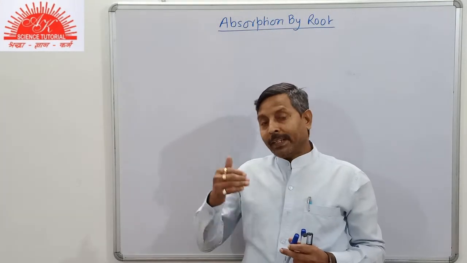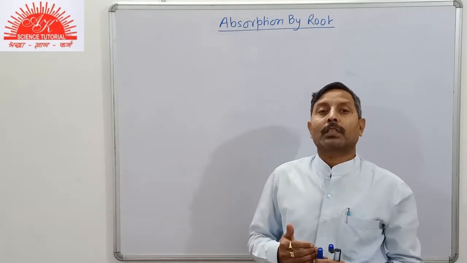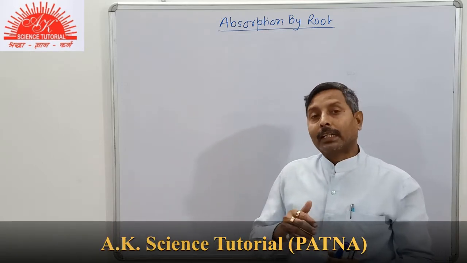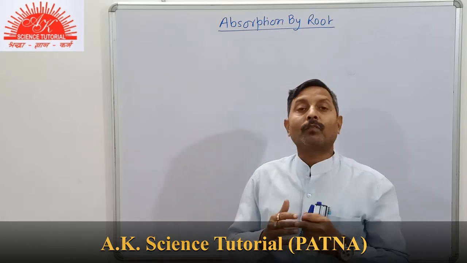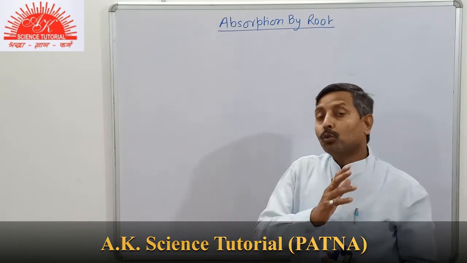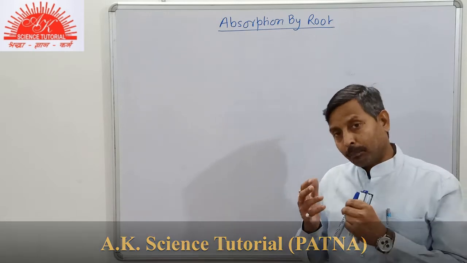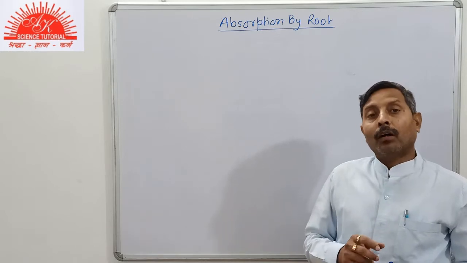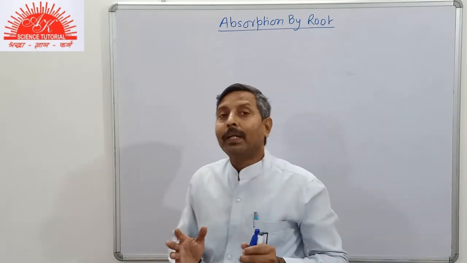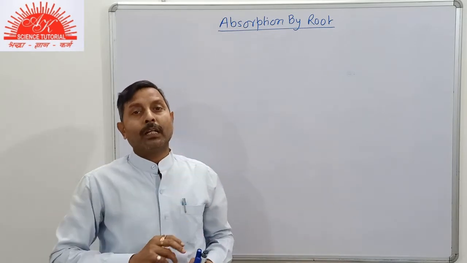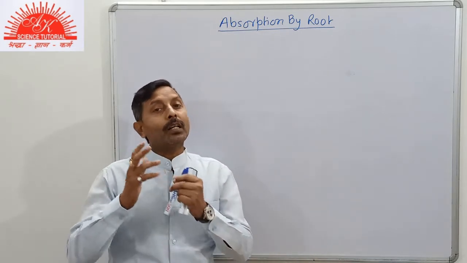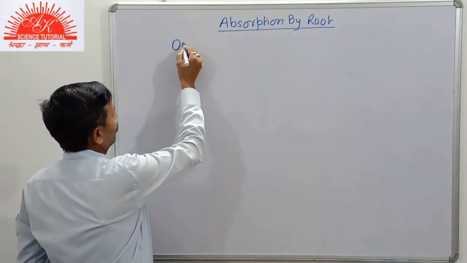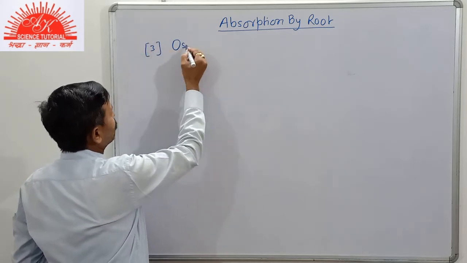Students, in the first part of this chapter, osmosis, absorption by root, we had studied the adaptation of root, the conditions in which it absorbs water and minerals from the soil. We had studied two modes of absorption of water by the plant cells or root, that is diffusion and imbibition. Now, this chapter is mainly based upon the third mode of absorption, that is called osmosis. So the next part is osmosis.